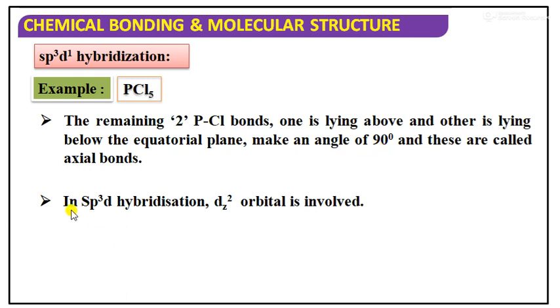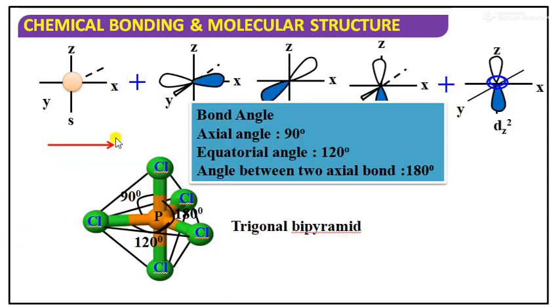What happened? Remember, in this case sp3d orbitals. You may have a doubt: which orbital is involved in the bond formation? The z orbital is involved in the bond formation. Students, you get a very clear idea of what happened there. The one s orbital and 3p orbitals combined to form sp3 hybrid orbitals only.